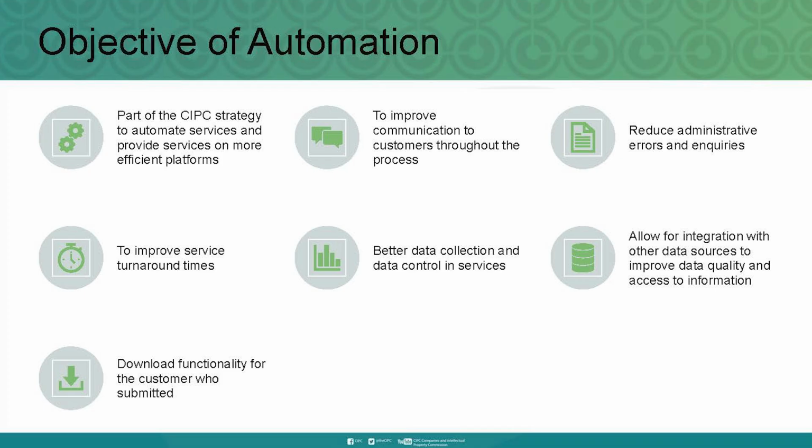All right, let's quickly go through. Some of you that may have attended the previous webinar or the release webinar will know the objective of automation. But let's remind everybody about it, so that we're all on the same page. Automation is part of the CIPC strategy, and it provides for services on more efficient platforms. It's also to improve communications throughout the process, to reduce administrative errors and inquiries, and to improve service turnaround times. And I'm sure all of you that have applied for a reinstatement are very happy that after payment, it is immediate, and then you just have to file your annual returns. So there's a marked improvement in the turnaround times.